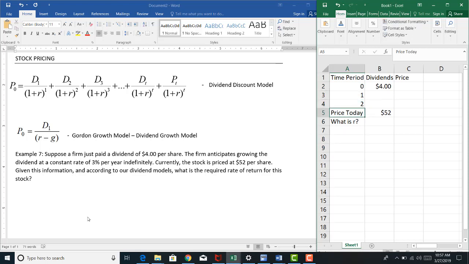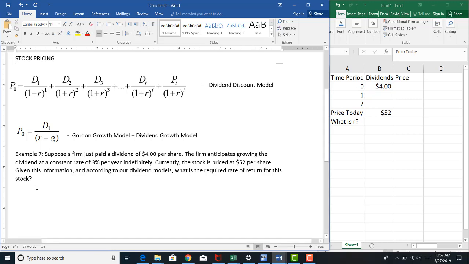Okay. So given this information, we're going to solve algebraically for R using the dividend discount model. We get a required rate of return which is equal to the ratio of the dividend to the price, that's the dividend yield, plus G, the capital gains yield. Also note that D1 is equal to D0 times 1 plus G.